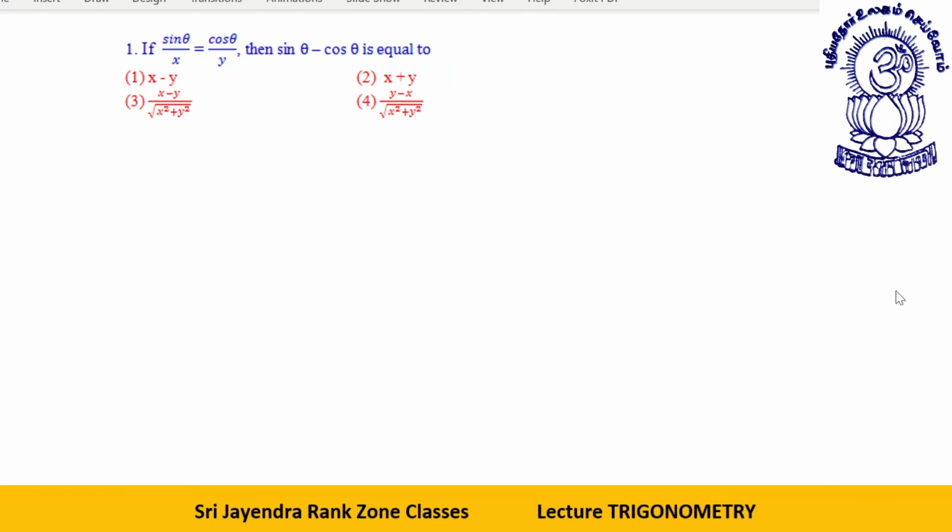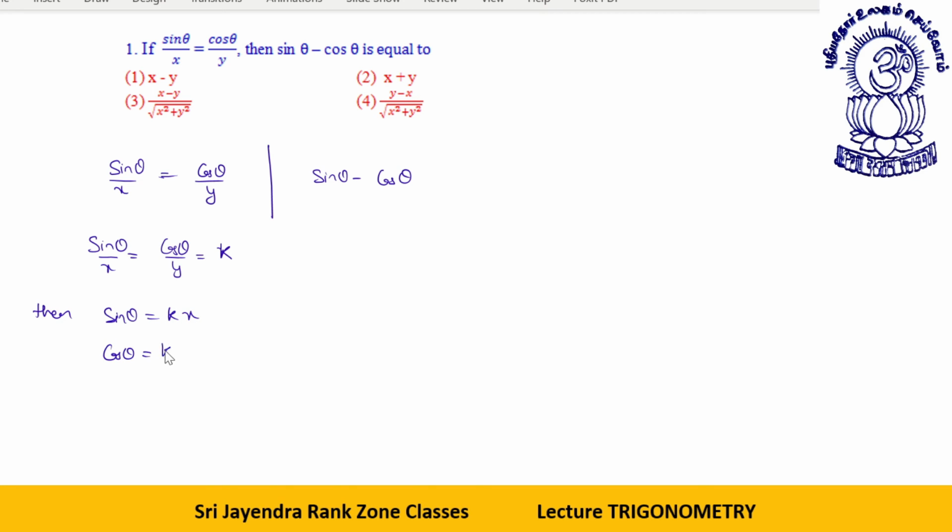You have sine theta by x is equal to cos theta by y, then you have to find sin theta minus cos theta. See, dear students, how will we proceed towards it? Let's say sin theta by x is equal to cos theta by y is equal to k. Then what will happen? Sin theta is equal to kx and cos theta is equal to ky.